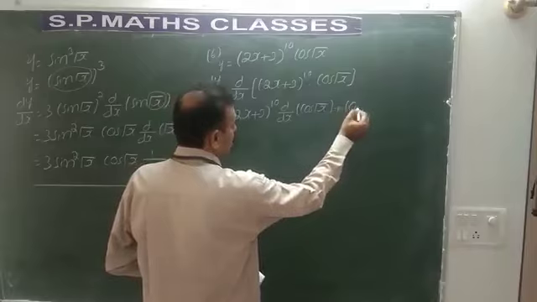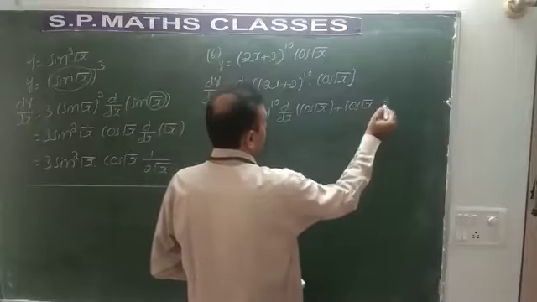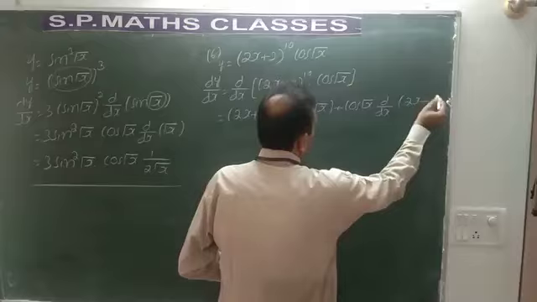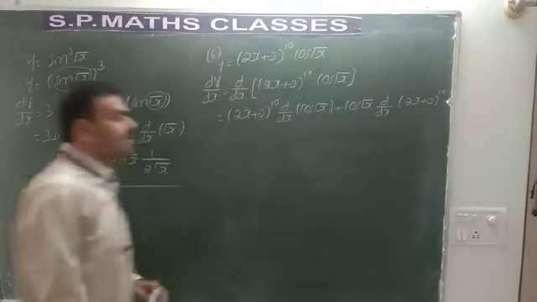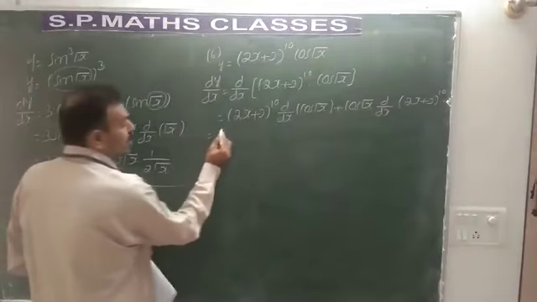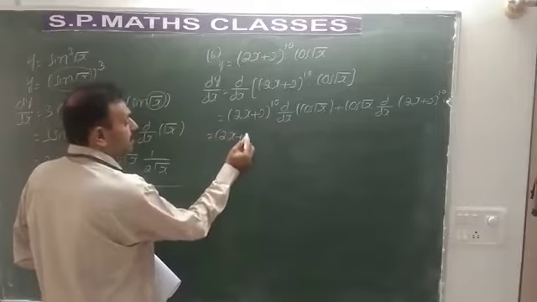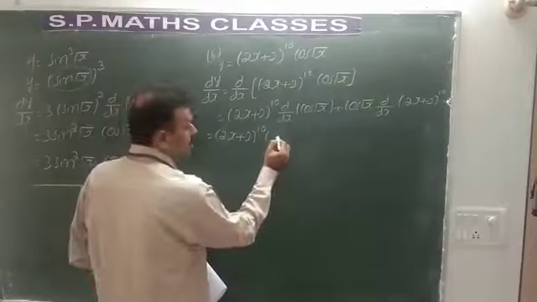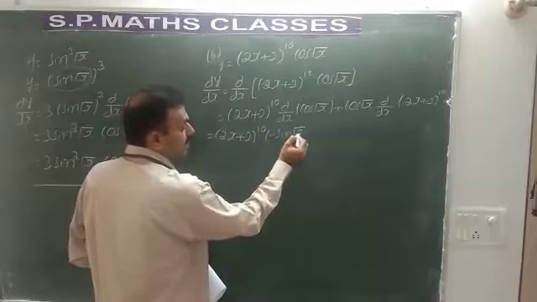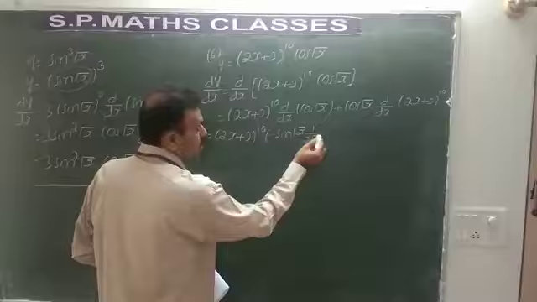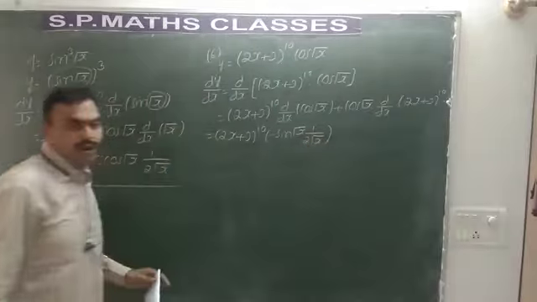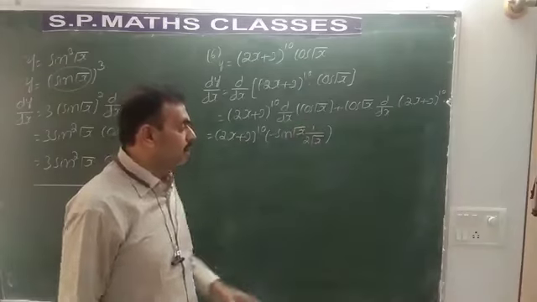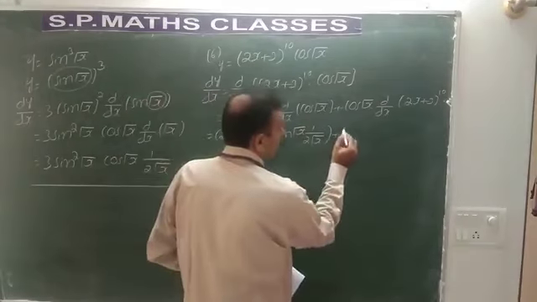Second function cos root x into derivative of first, 2x plus 3 power 10. Now use chain rule. What is the derivative of cos root x? You know it is minus sine root x into 1 by 2 root x. Probably you have understood this. The derivative of cos root x is minus sine root x, and the derivative of root x is 1 by 2 root x.